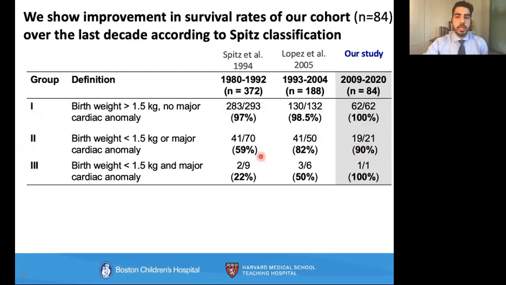And finally, group 3, the highest risk, showed low survival rates in 1994, a large increase in the following decade, and we report 100% survival in this cohort. However, we only had 1 patient that met criteria for this group.